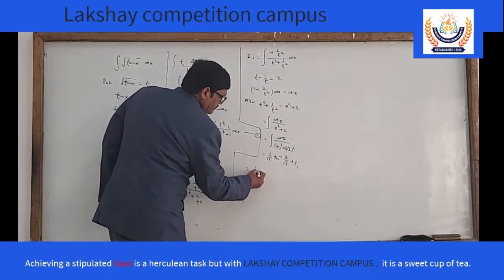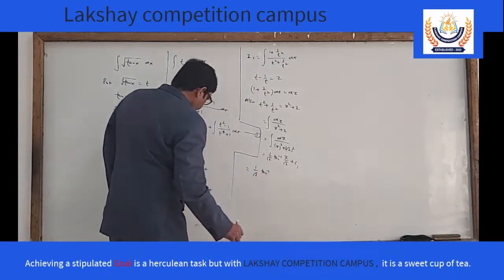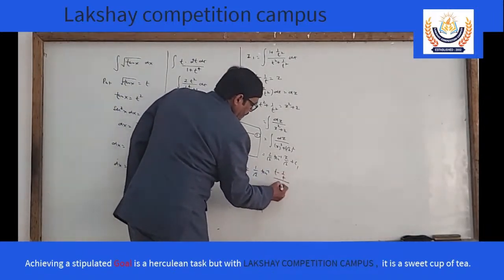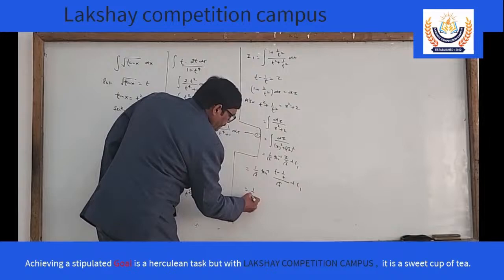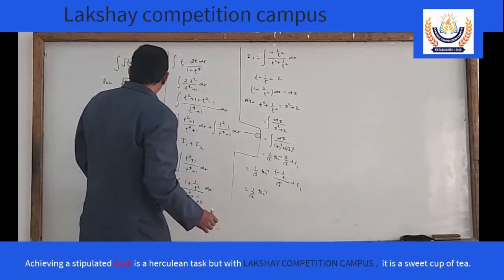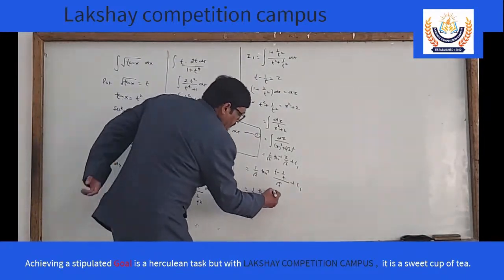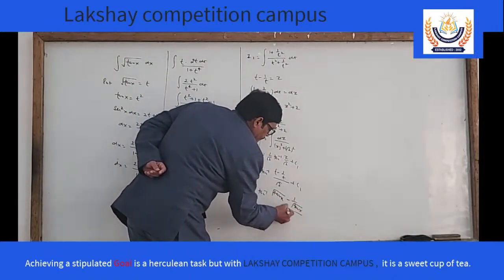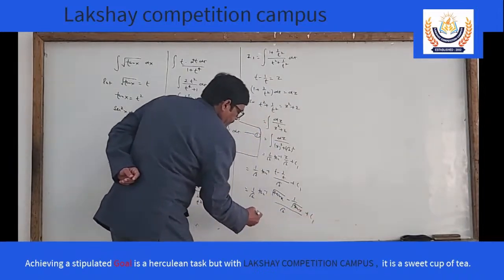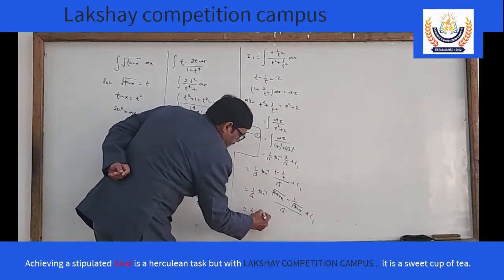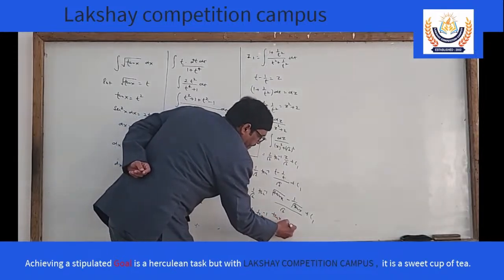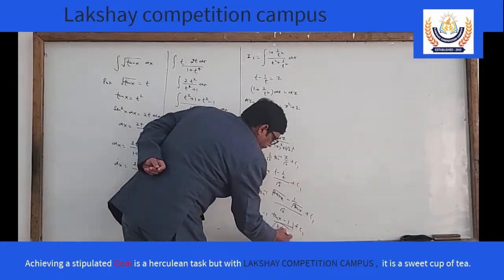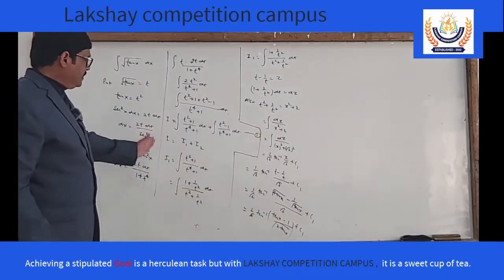What is z? z is t minus 1 by t, by root 2. What is t? t is root of tan x. So 1 by root 2 tan inverse of (root tan x minus 1 upon root tan x) by root 2 plus c1. This is the solution of the first part, I1.